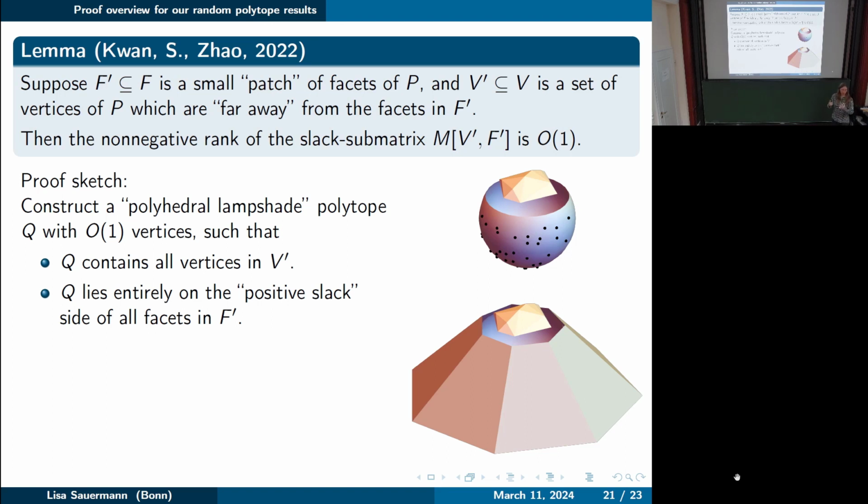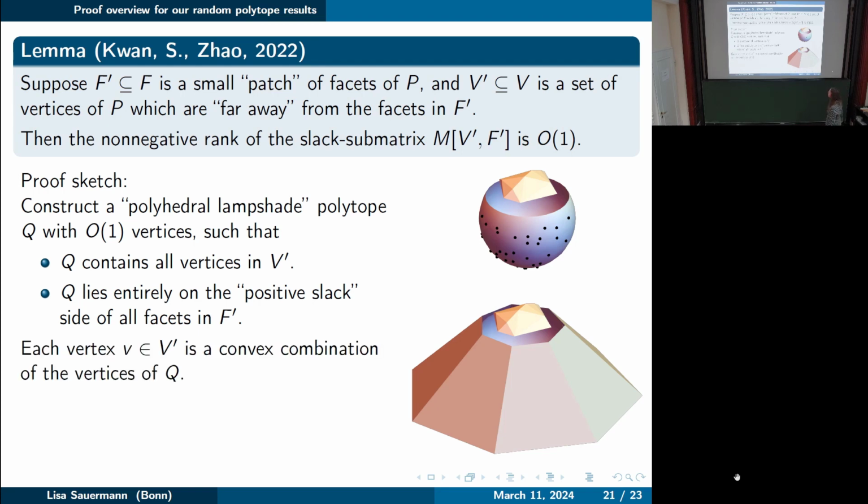Because it was important earlier that the orange vectors' slacks were non-negative, we need this entire lampshade polytope to lie under all facets. So if you, in this picture, take any facet and take its hyperplane, the whole lampshade should lie below that hyperplane. But if you're careful, you can construct such a polytope. It's a little cumbersome, but there's no real difficulty, it's just cumbersome with the geometry. Okay.